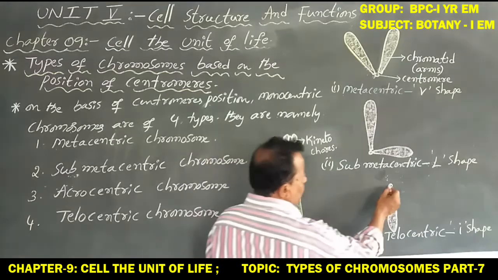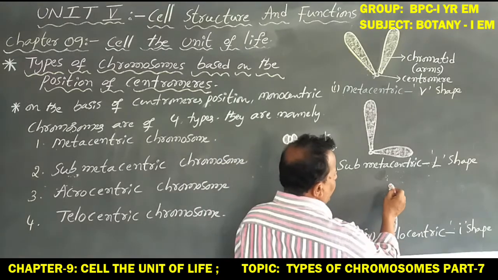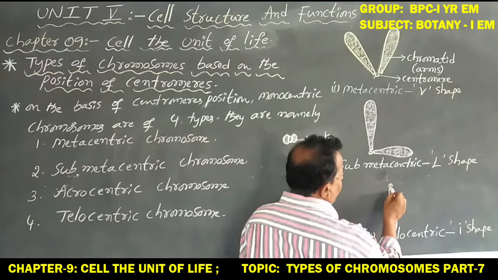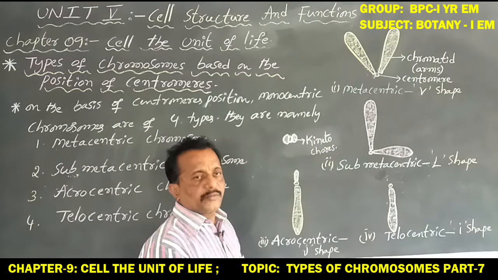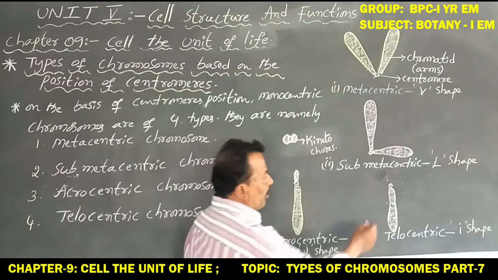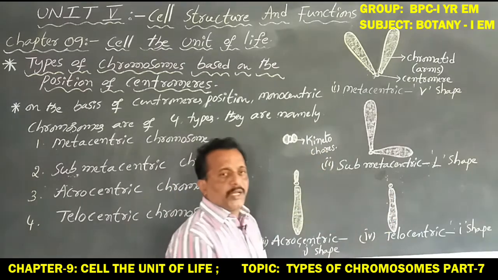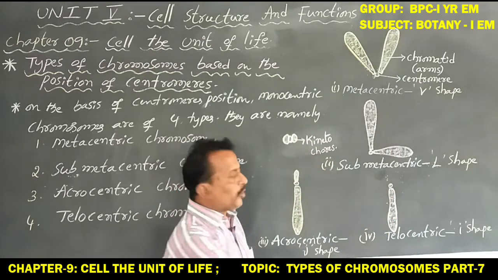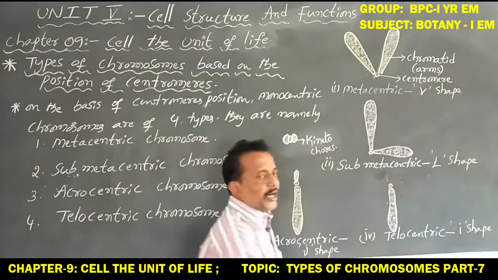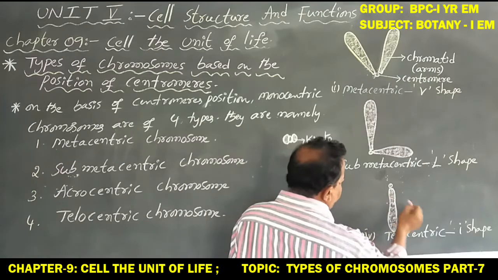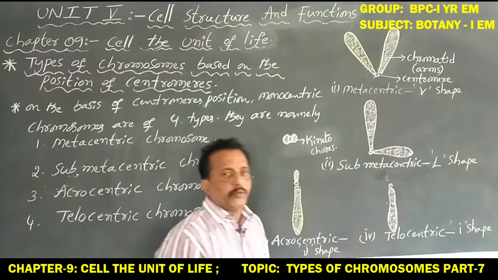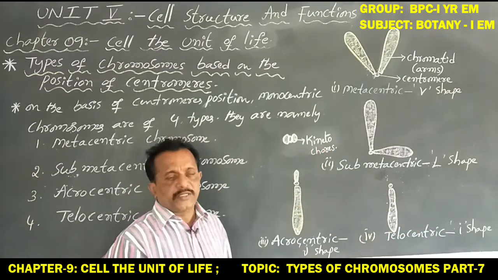Next, the fourth one, telocentric chromosome. Dear students, the centromere is present only at the end of the arm, or only at the end of the chromatid. That means only one chromatid or one arm is present, and the other chromatid or arm is absent. So the chromatids appear I-shaped during anaphase.